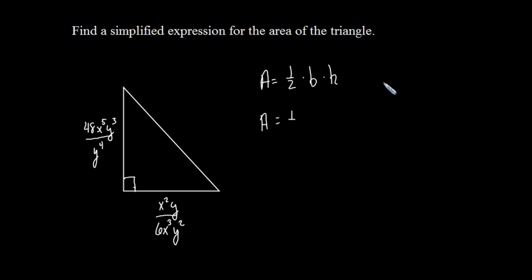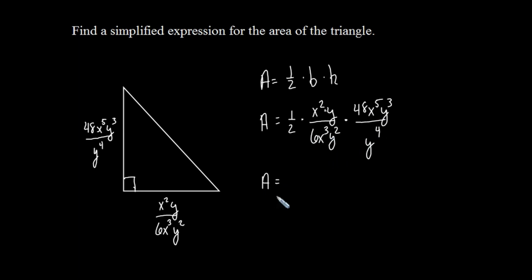The base of the triangle is (x squared times y) over (6x cubed y squared), and the height of the triangle is (48x to the 5th y cubed) all over y to the 4th. So now we'll just simplify this expression. In this particular example, we could cancel a little bit at a time and cancel across the numerators and denominators. I think it's going to be easier for us to rewrite the problem after having multiplied everything out, since it is monomials and there are 3 terms. I think it'll be easier to see.